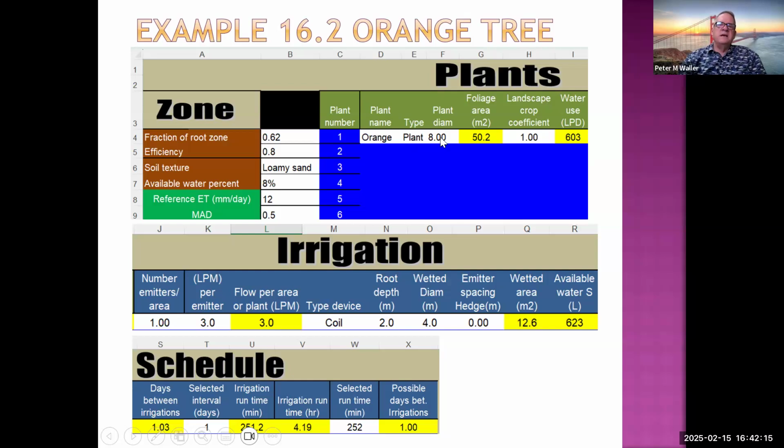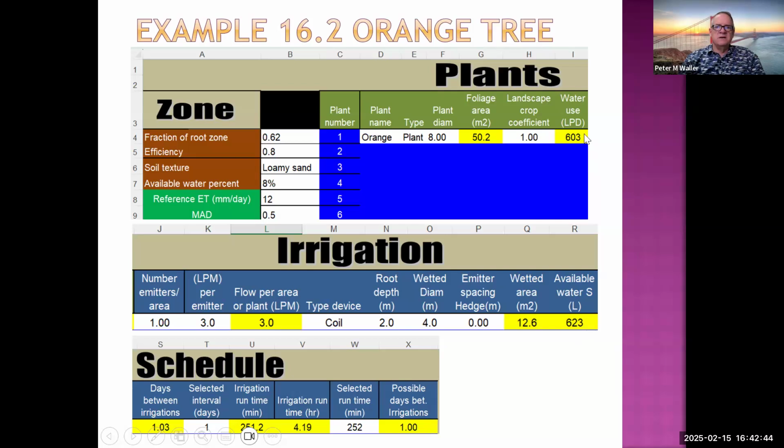The plant diameter is 8. The landscape crop coefficient is 1. So here's our 600 liters per day water use without the efficiency in that calculation. Here's the liters per minute per emitter. So that was 180 liters per hour, so it's 3 liters per minute for the coil. So the wetted diameter is 4. So here's the wetted area, 12.6, and the available water is 623.